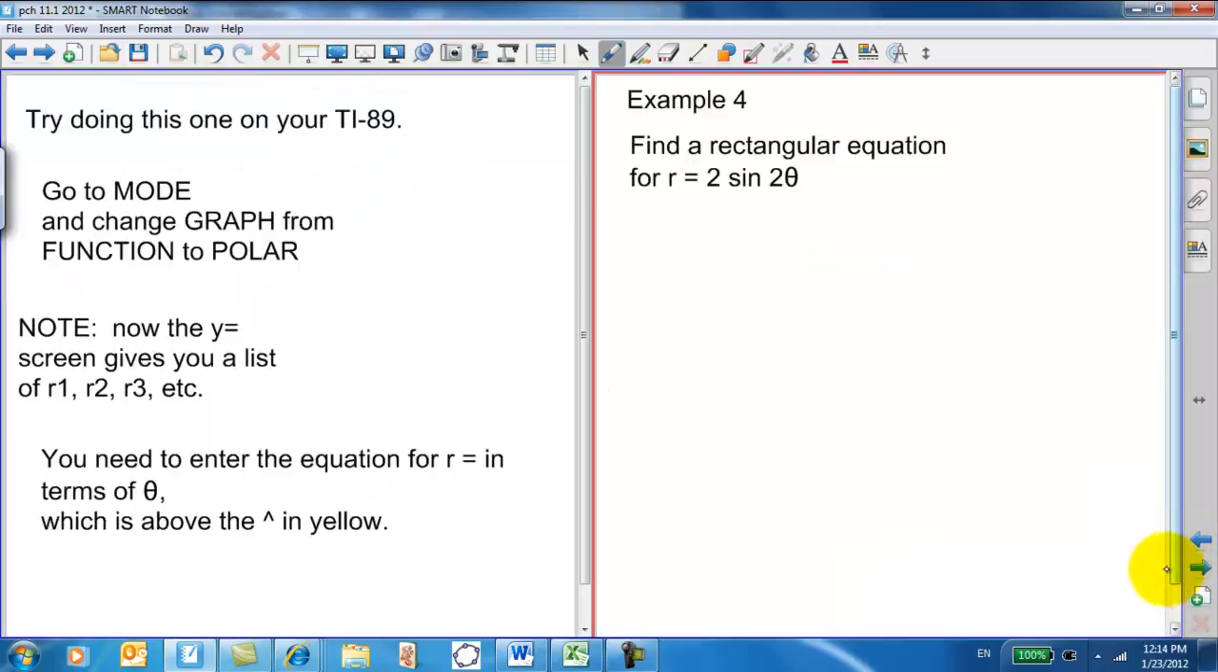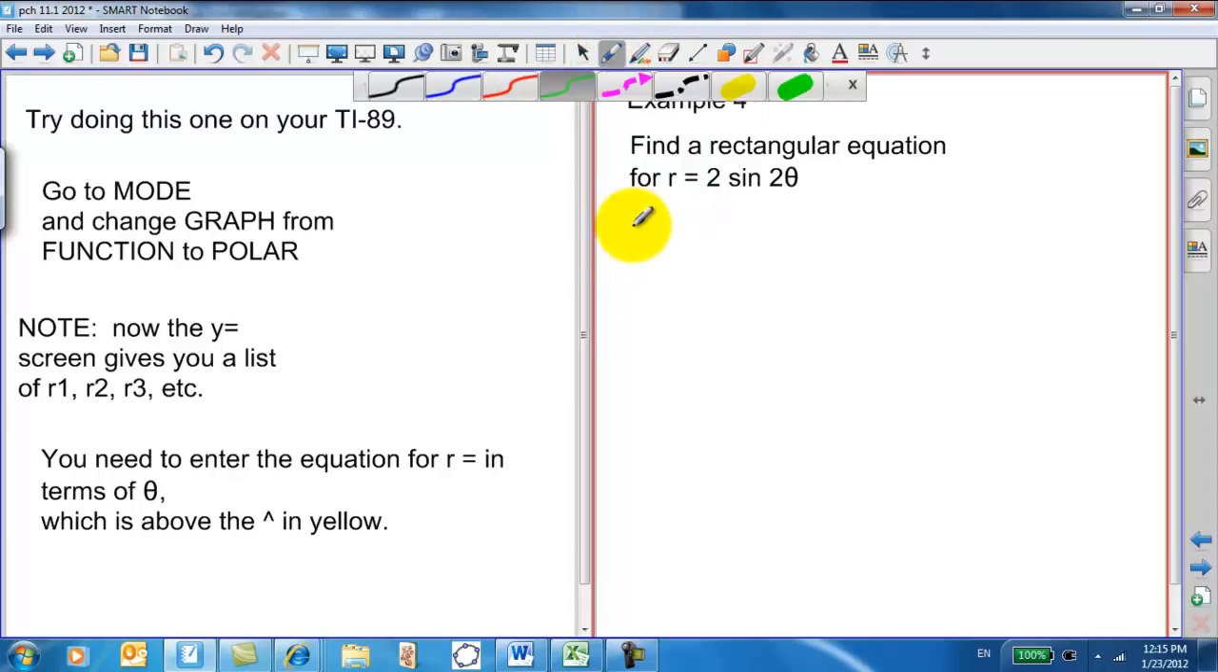Here's example 4. Find a rectangular equation for this. Well, we can use all our conversion factors. That is, r equals the square root of x squared plus y squared. So we can replace r with the square root of x squared plus y squared. But that's going to be kind of messy because of this sine 2 theta thing, and we've got sine and cosine. So I'm going to just suggest something first before we go plunging into these. And that is, try and get rid of this trig function first.